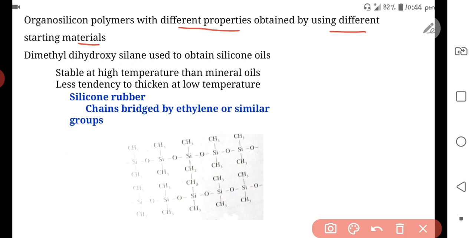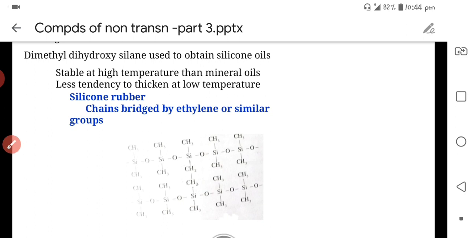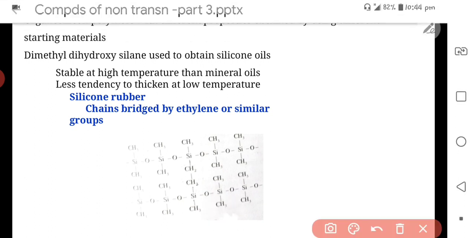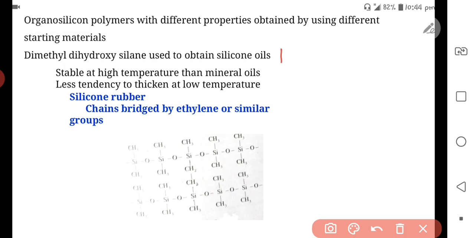Okay, if you are using dimethyl dihydroxysilane, that is the first example we have used, Si with R and R, and here OH and OH. That is, if you are using a dialkyl dihydroxysilane, the products obtained are called silicone oils. Okay, if you are using dihydroxy dimethyl silane, the products obtained are called silicone oils.